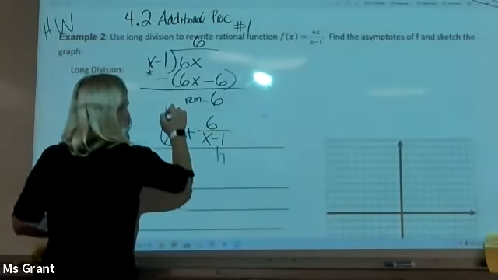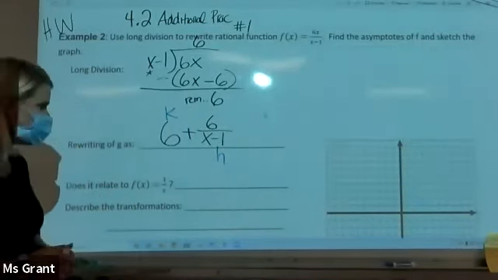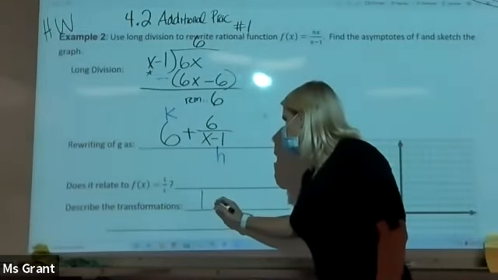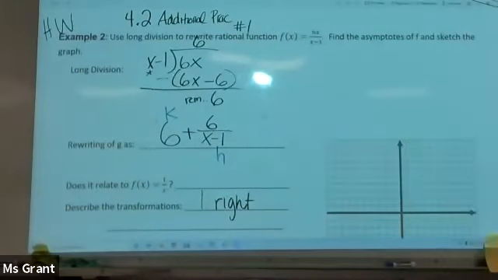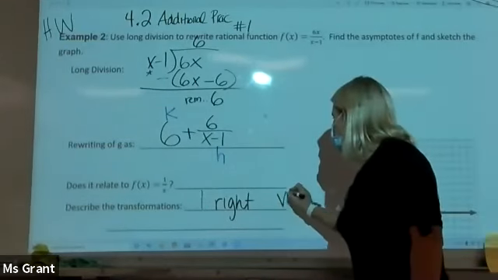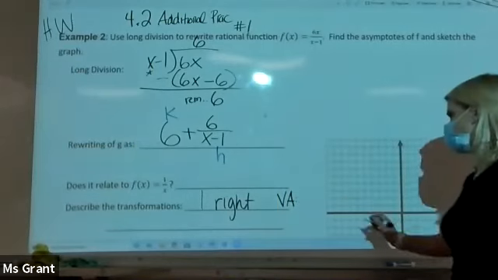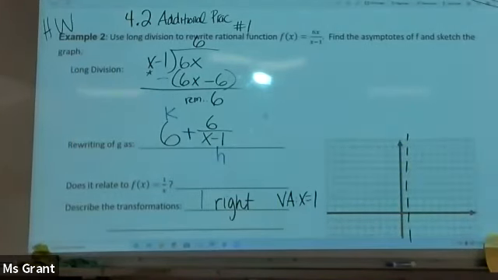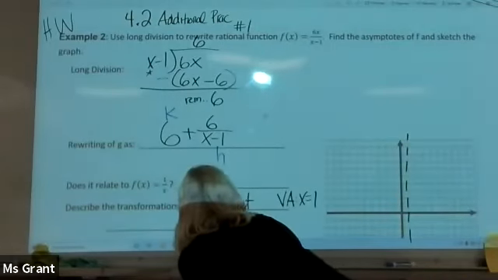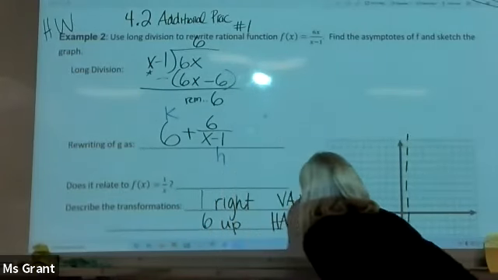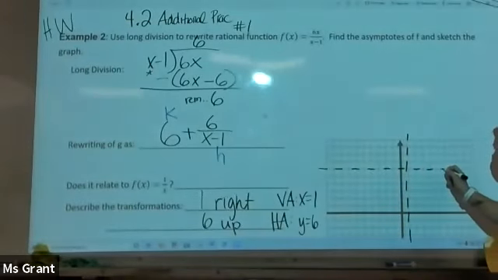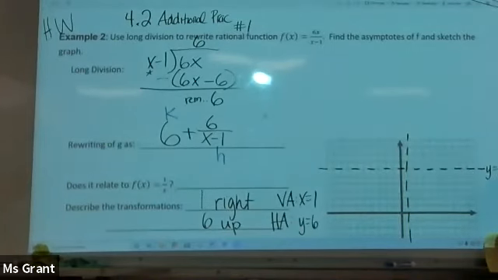Check it out. This is my h, this is my k. One. Right. That's my vertical asymptote. My vertical asymptote is x equals 1. 6 up. And you can graph from there.